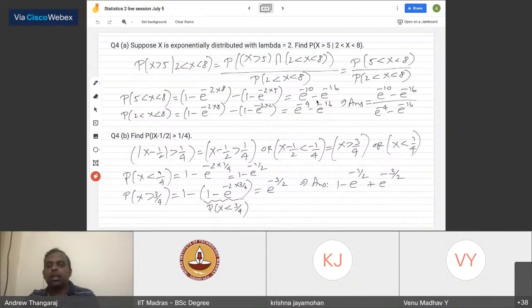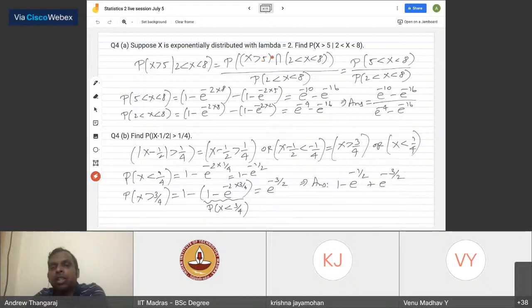Okay. So the first problem asked you for this probability: the probability that x is greater than 5 given x is between 2 and 8. Now you have to first use the formula for conditional probability. I see a lot of people have forgotten about that formula and directly jumped into some solution. What is the formula? It's probability of A intersect B divided by probability of B.